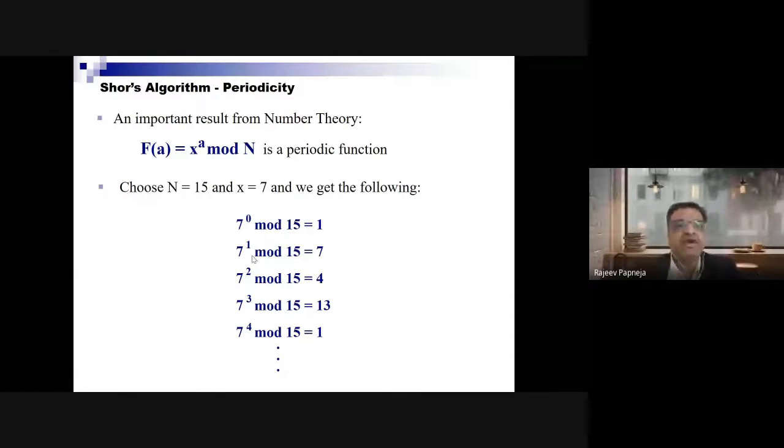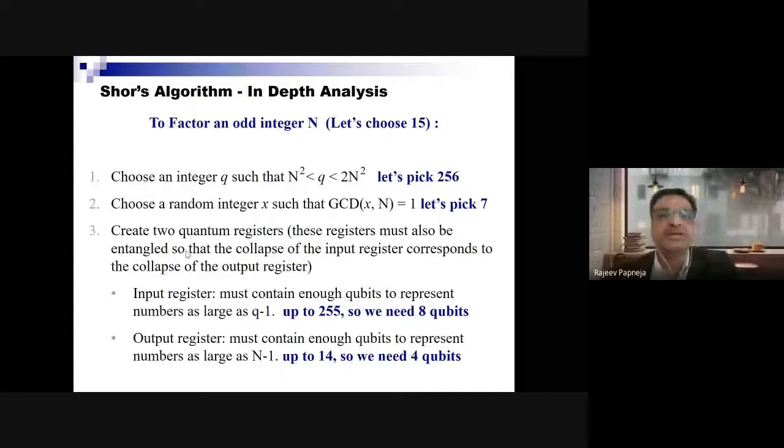Now, if we take any periodic function, and we chose a number like 15 and x is 7. Remember, this x is 7, n is 15. So Shor's algorithm says that choose an integer q such that n squared is less than q, and q is less than 2n squared.